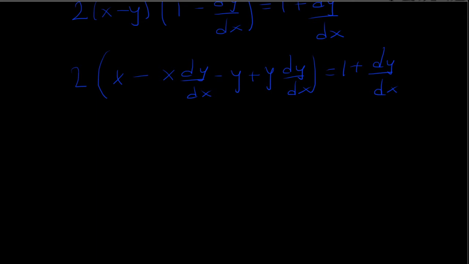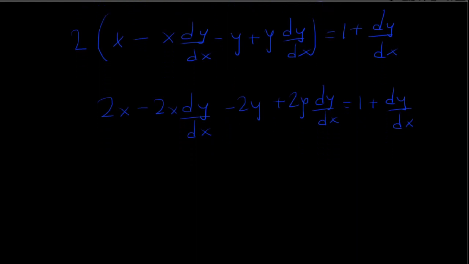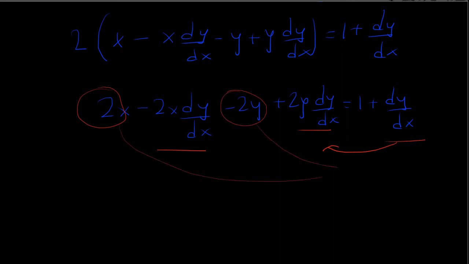I'm going to distribute the 2. So I'm going to have 2x minus 2x dy over dx minus 2y plus 2y dy over dx. And that's equal to 1 plus dy over dx. Okay, here we have 3 terms that involve dy over dx. 2 of them are on the left, so we'll just move this one over. The rest, so 2x, negative 2y, will all go to the right.